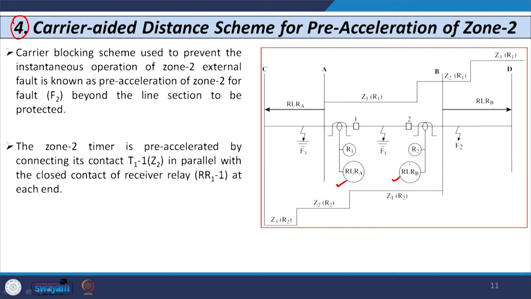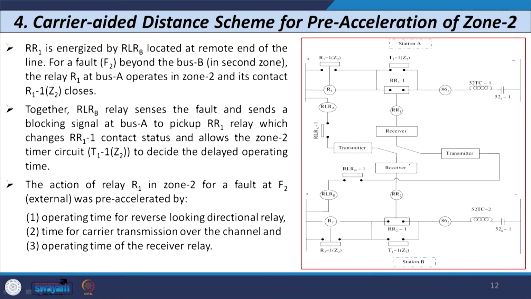Here we have a separate reverse looking relay at each bus. If I look at the control circuit of this, the RR1 coil is available here. This coil of receiver relay 1 is energized based on the signal received from the remote end, that is from substation B. And so, relay R1 at bus A operates in zone 2 and its contact R11 Z1 closes. So, the contact of this relay R1 closes.